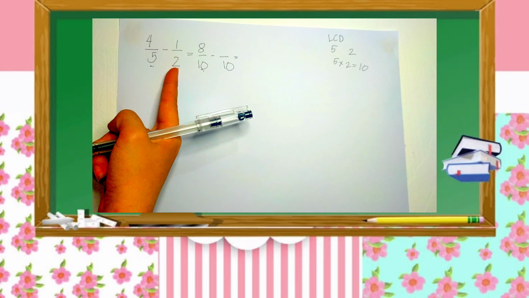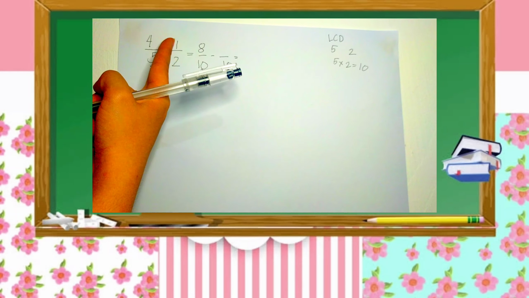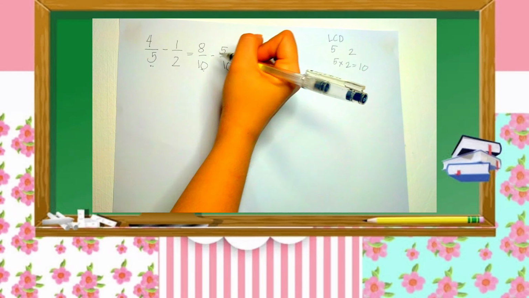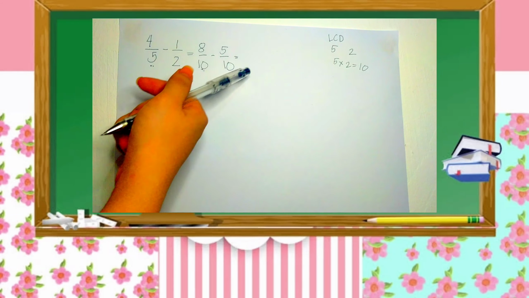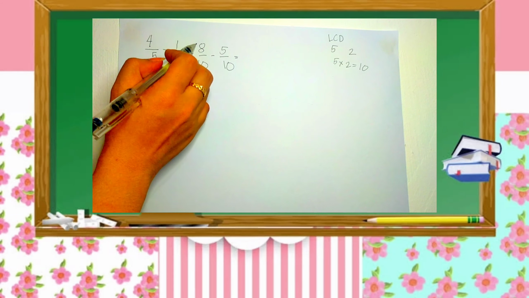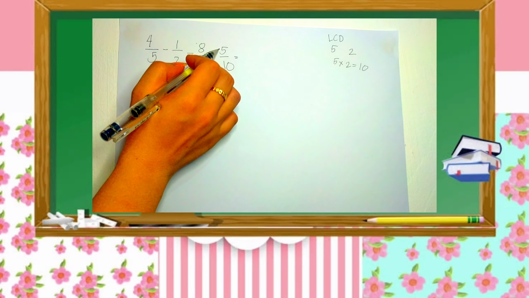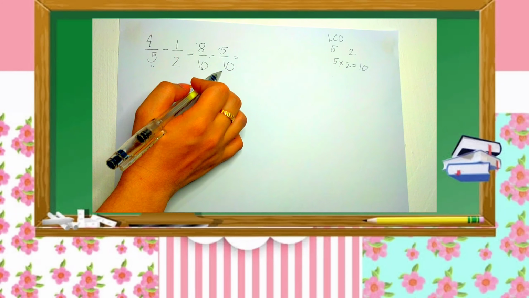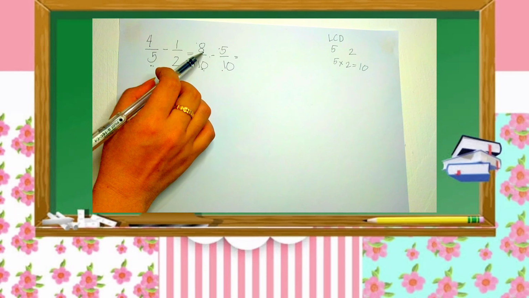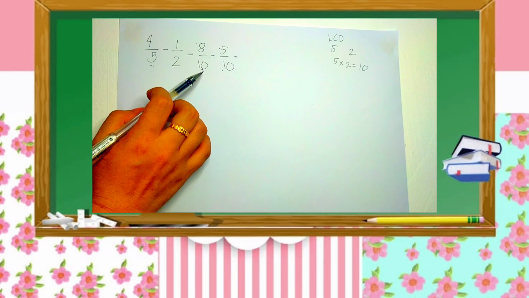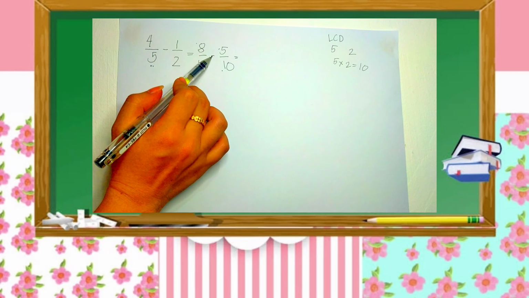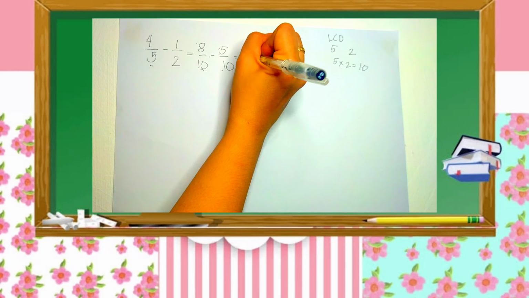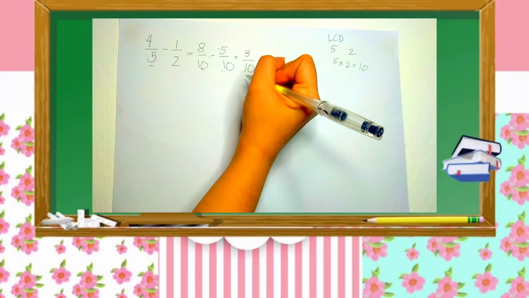10 divided by 2 equals 5. 5 times 1 equals 5. So we have the new fractions: 8/10 minus 5/10. Subtract the numerator and copy the common denominator. 8 minus 5 equals 3, and the common denominator is 10.